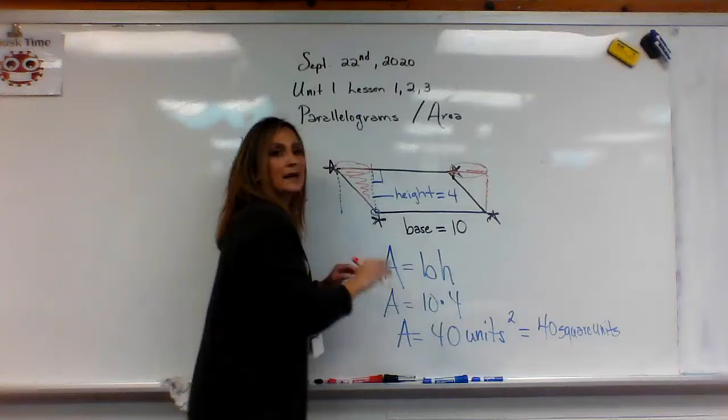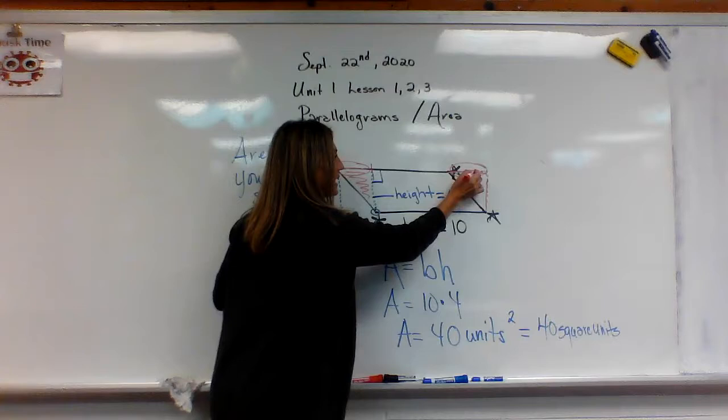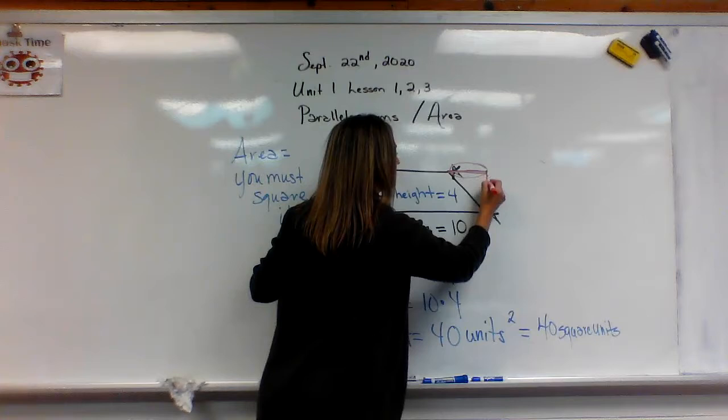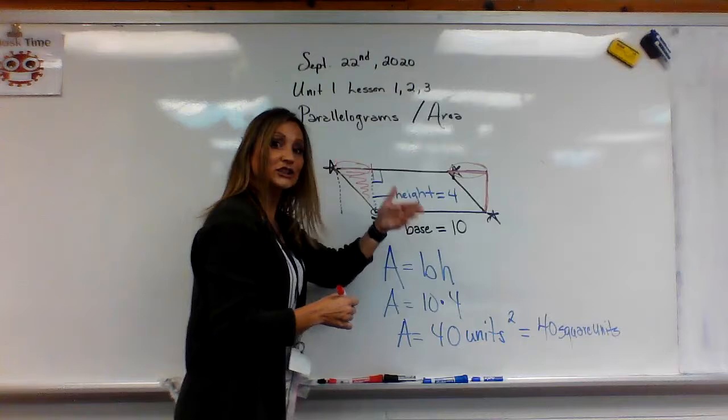It's still 10. I just took these pieces off and put them over there. And the height is still the same because I didn't shrink the parallelogram. I left its height the same. So now I formed it into a rectangle. And a rectangle, its formula is length times width.